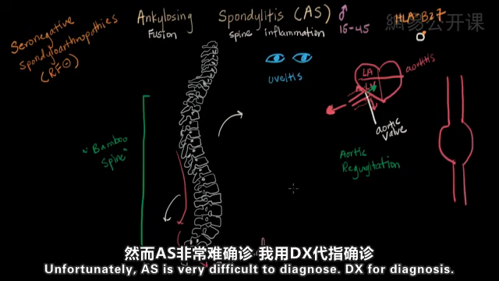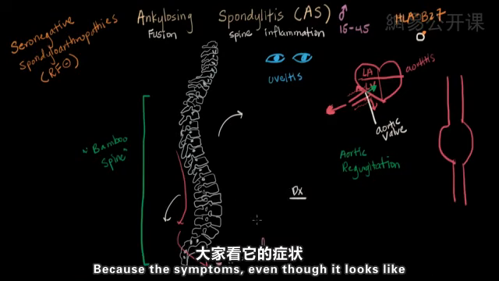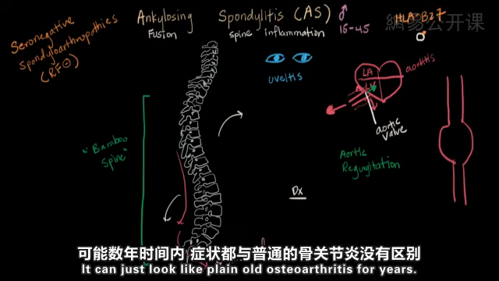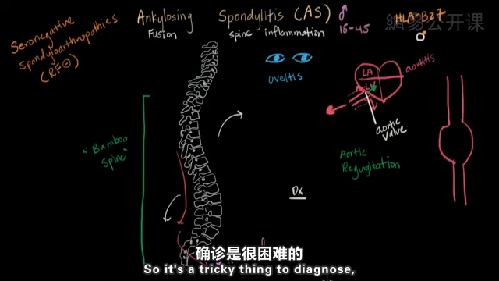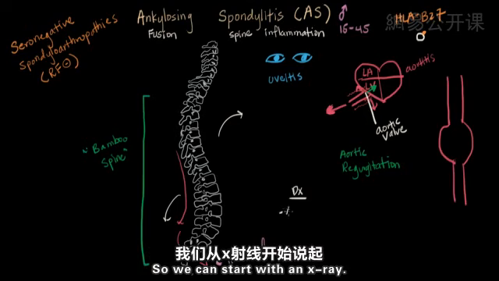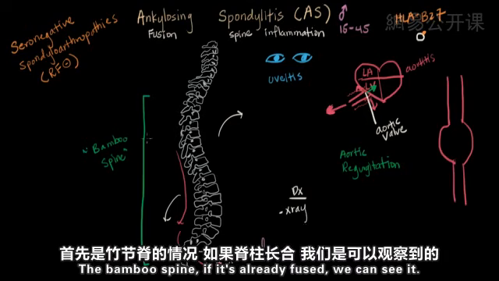Unfortunately, AS is very difficult to diagnose, DX for diagnosis, because the symptoms, even though it looks like I've demonstrated a pattern here, it really can occur anywhere. It can just look like plain old osteoarthritis for years. So it's a tricky thing to diagnose, and there's different ways to go about it, different levels. So we can start with an x-ray. The bamboo spine, if it's already fused, we can see it.